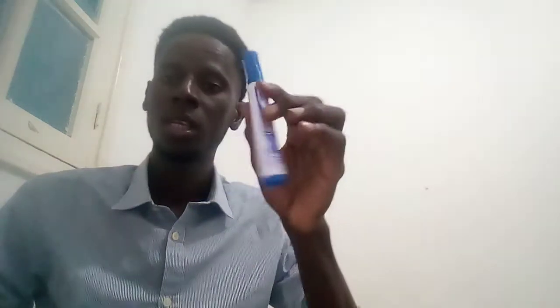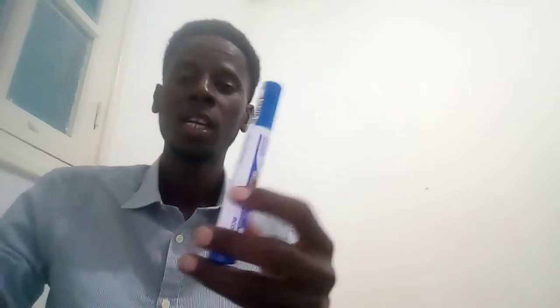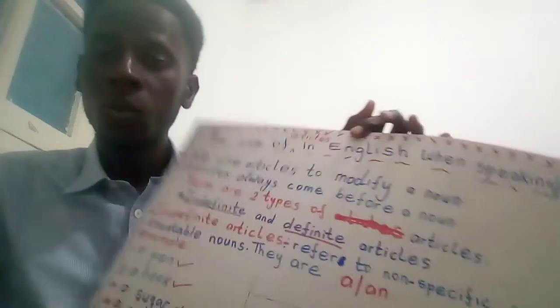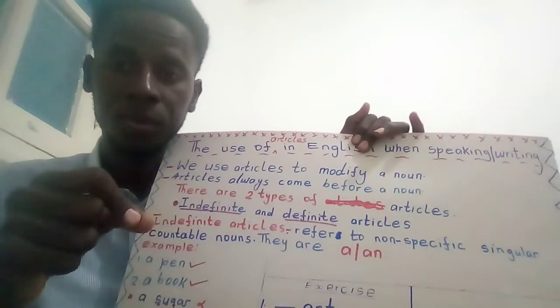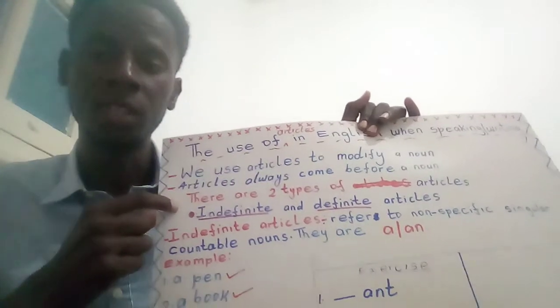For example, we can call this a marker. Marker means one, that's singular. When we have more than one of these, like here, we can call them markers. One is marker, singular. More than one, we have markers in the plural form. So, when we are describing singular countable nouns, we use indefinite articles.